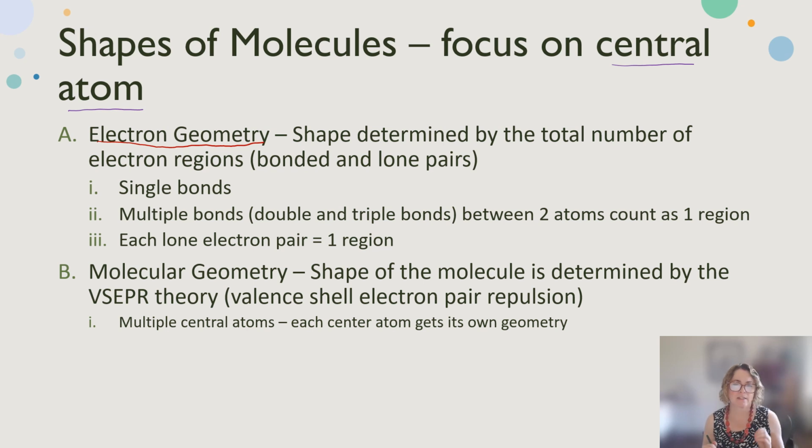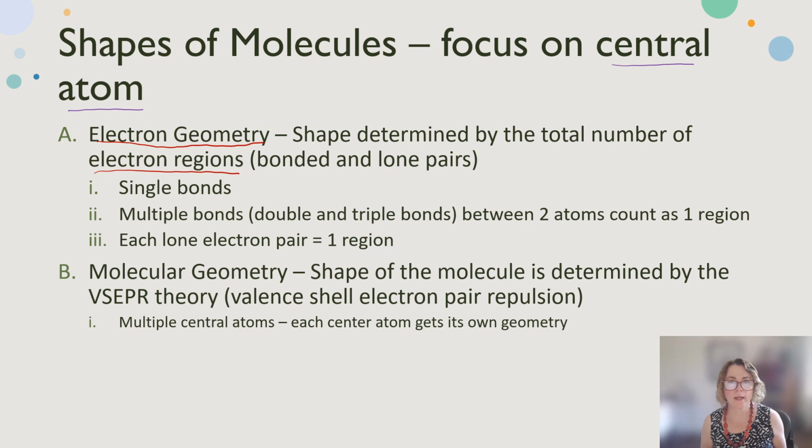This is defined as the shape determined by the total number of electron regions, and this is both bonded and lone pairs. Before I talk about why we care about the electron geometry, it's important to define exactly what we mean by that electron region. The following all count as one electron region. A single bond counts as one electron region. Multiple bonds, so this would be double and triple bonds, count as one region. And each lone pair counts as one region.